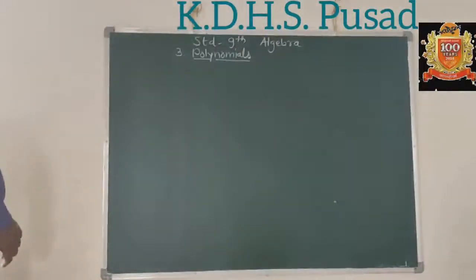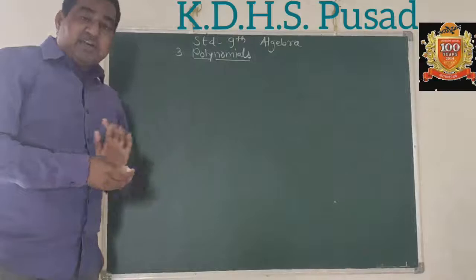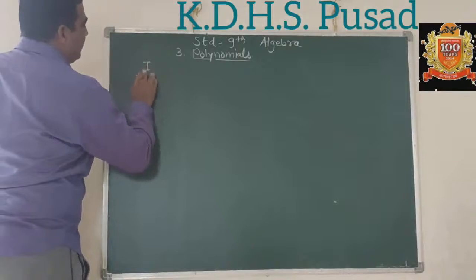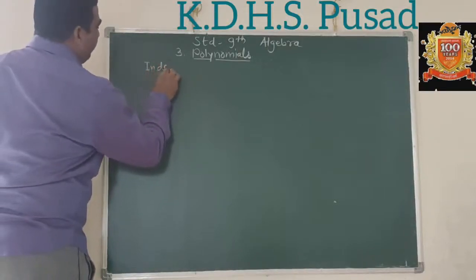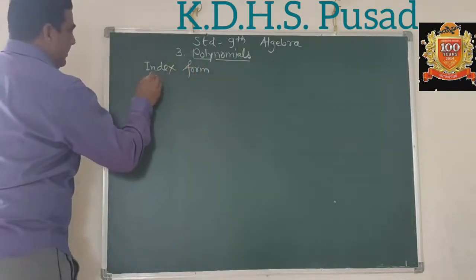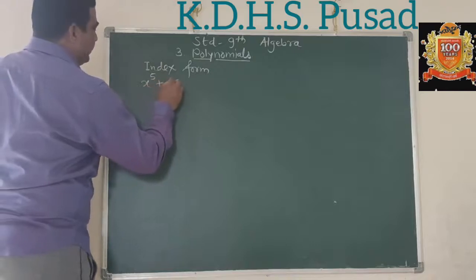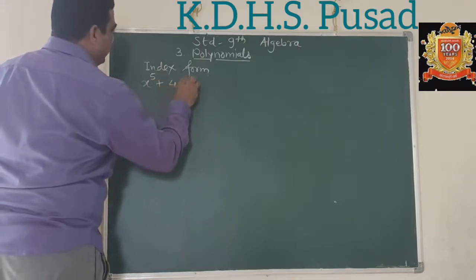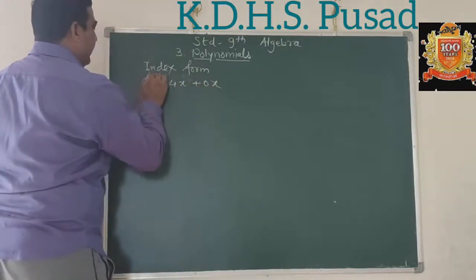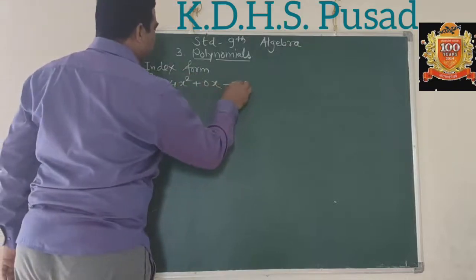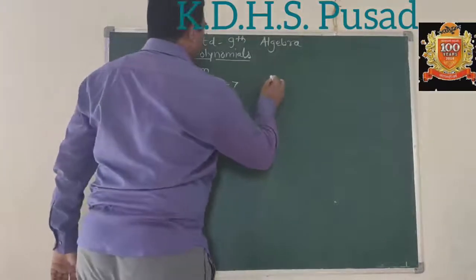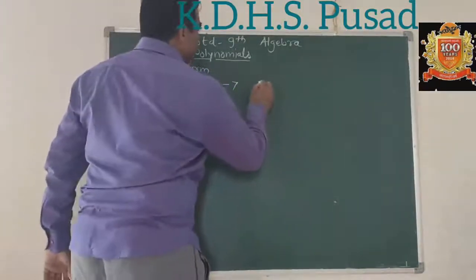So we have studied standard form, index form. Now I proceed from there. Here I write some terms in index form, polynomials in index form. X to the power 5 plus 4x square plus 4x cube, 4x square, 0x minus 7. Okay. Another example. First example. Second example.